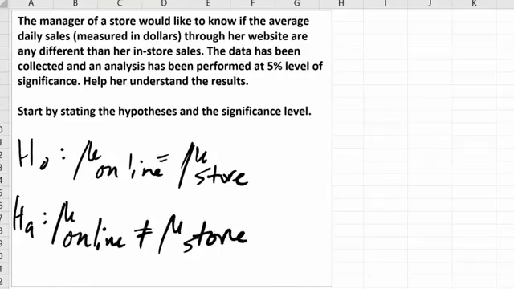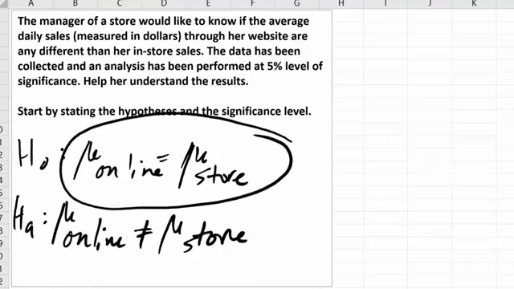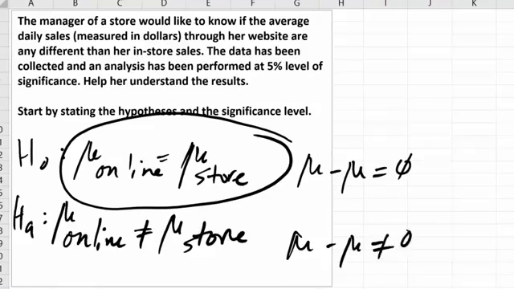And again, if you write it like this, it might be easier for you to see what we're doing. So now we're going to say that the difference between the two, if I take the two mu's, is equal to 0 or not equal to 0. This is the online and this is the store. Now let's go look at our data and do the analysis.